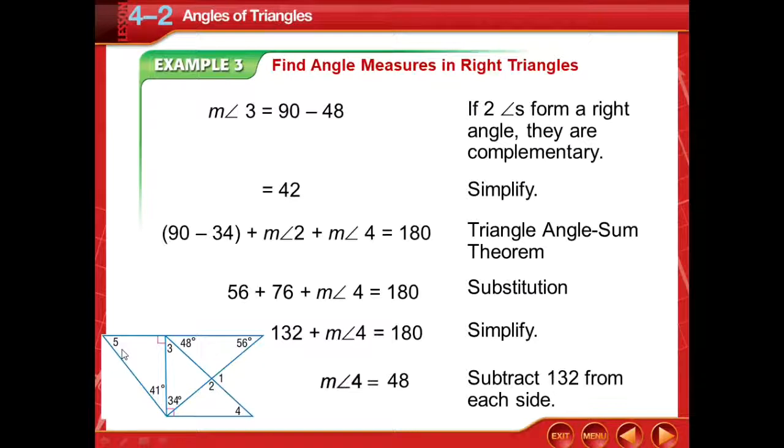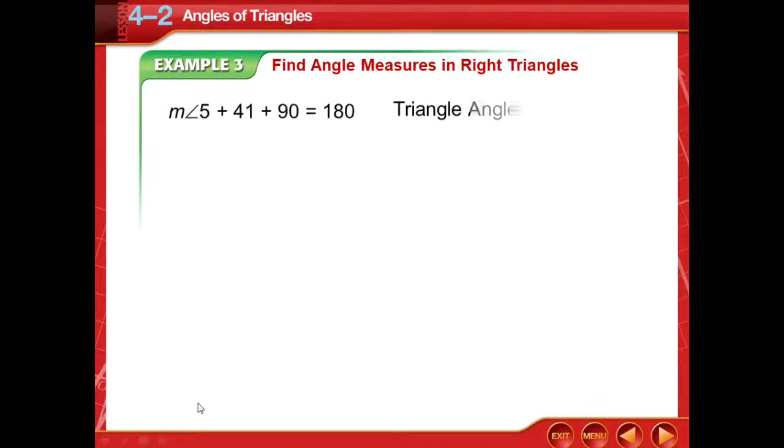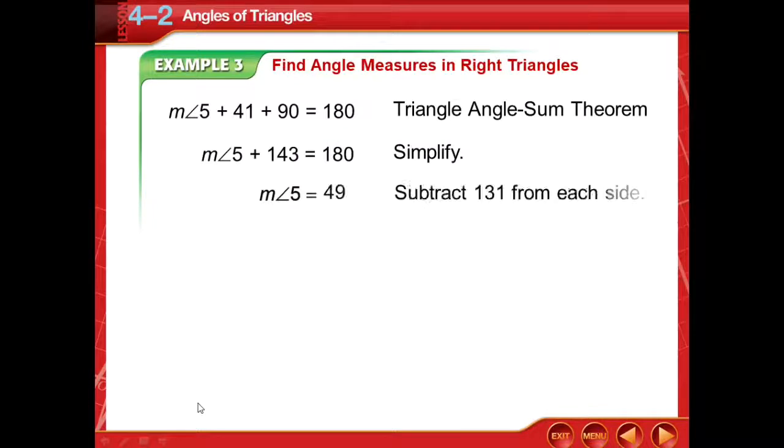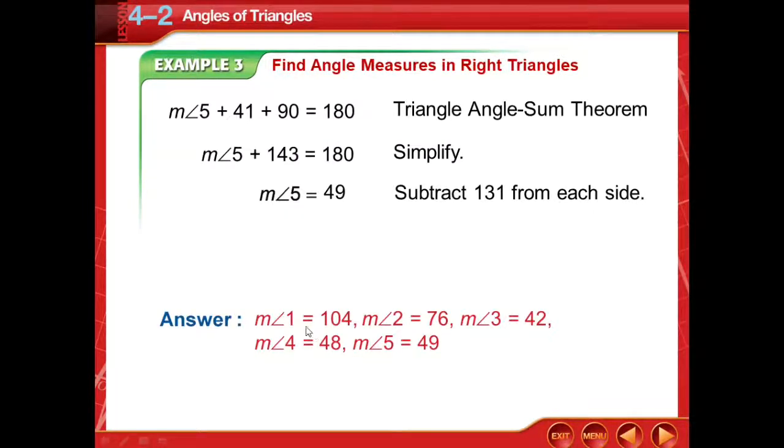If I want to get angle 5, I would just take 90 minus 41 to get angle 5 because these are complementary. That is the next slide to show that it is 49 degrees. So the measure for angle 1 is 104, the measure for angle 2 is 76, the measure for angle 3 is 42, the measure for angle 4 is 48, and the measure for angle 5 is 49. You do not need to find those in any particular order.